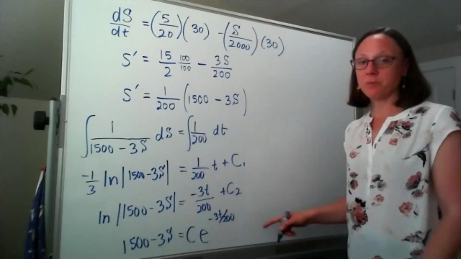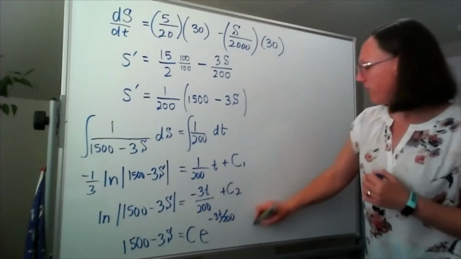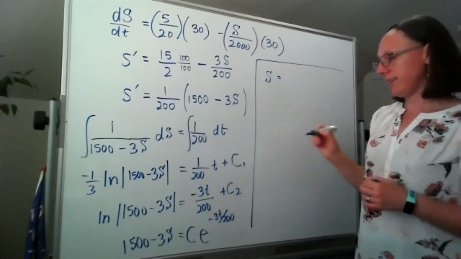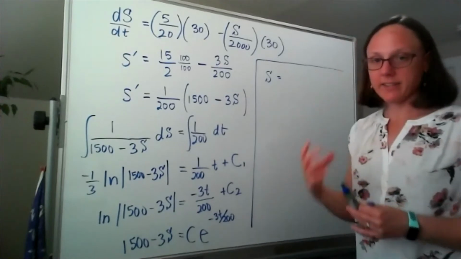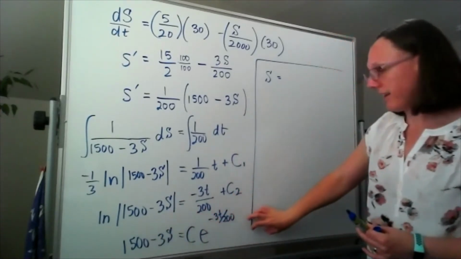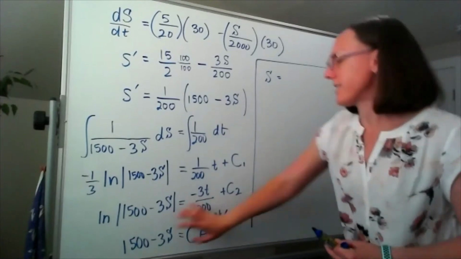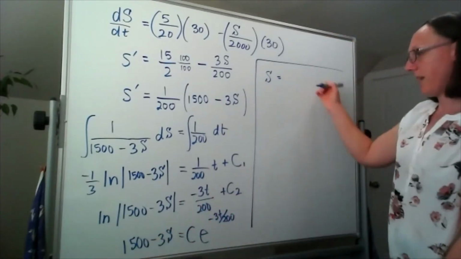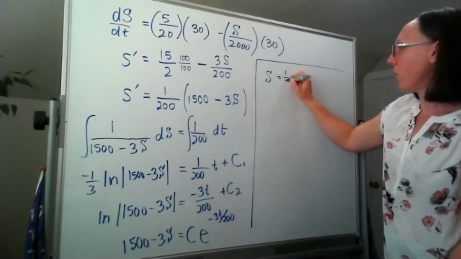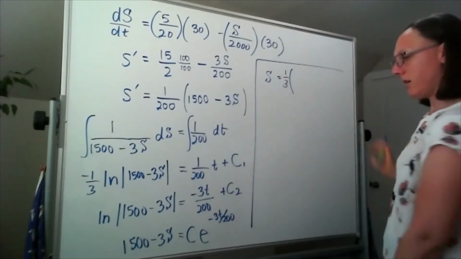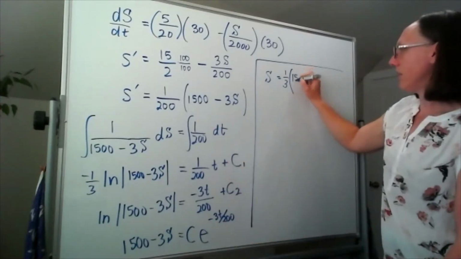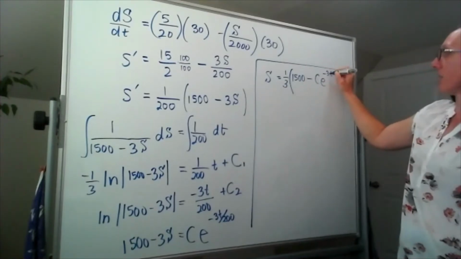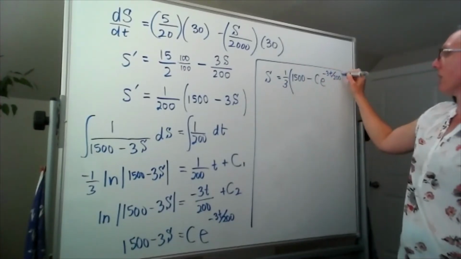A quick rearrangement here, and I can get the s by itself. So I'd end up with s is equal to, and in my head it's easier to visualize this as adding the 3s over here and subtracting the c e to the stuff over there. So I would have 1/3 of 1,500 minus c e to the -3t over 200.